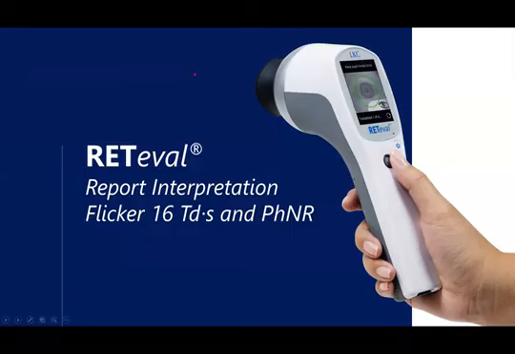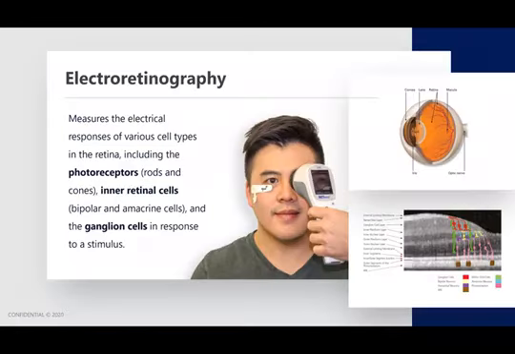Welcome to RETeval report interpretation of the Flicker 16 Troland and PhNR tests. Just to recap, electroretinography measures the electrical responses of various cell types in the retina, including the photoreceptors, inner retinal cells, and the ganglion cells in response to a stimulus.